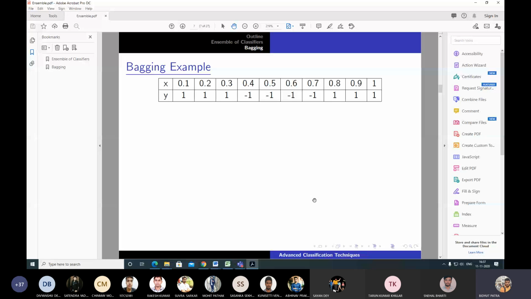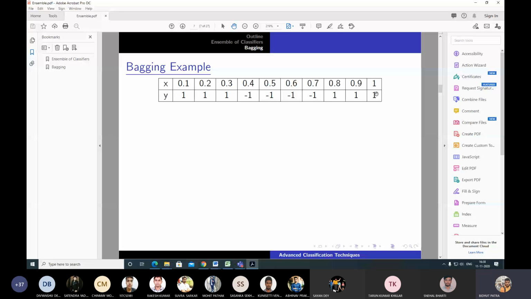We have a one-dimensional data set X. X is the reference value, and Y is the class label of that particular value. So this is nothing but a set of points on a one-dimensional line. On the real line, you have a set of points. This one has class label 1, this one has class label 1, 0.3 has class label 1, and so on. Now what is the task?